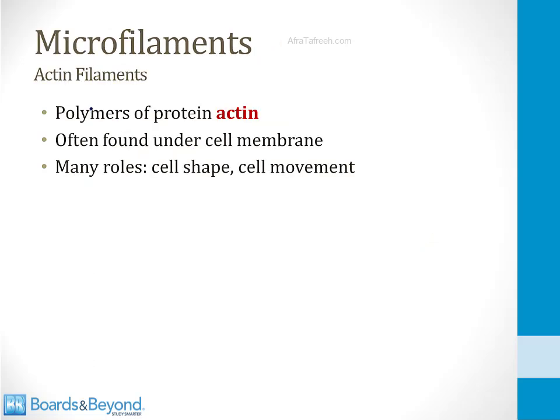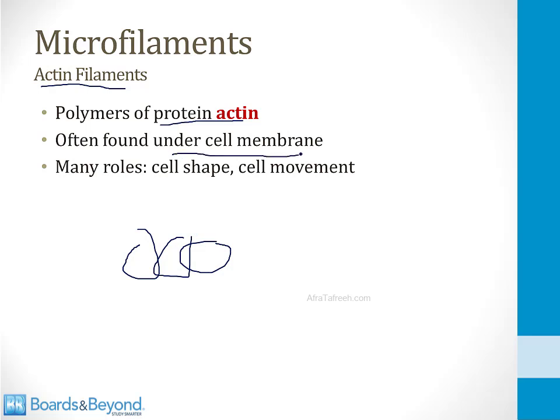We'll begin by discussing the microfilaments, which are also called actin filaments. And the reason they are called actin filaments is because they are polymers made up of the protein actin. Basically, multiple actin proteins are linked together to form a long string of actin proteins, and that's what an actin filament or a microfilament is. These types of structures are often found underneath cell membranes, and they have many roles in cells, including maintaining cell shape, cell movement, and many other functions.